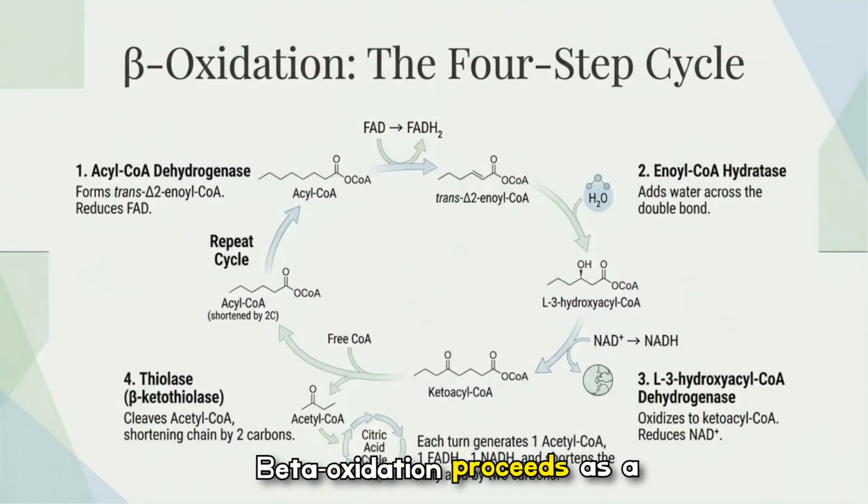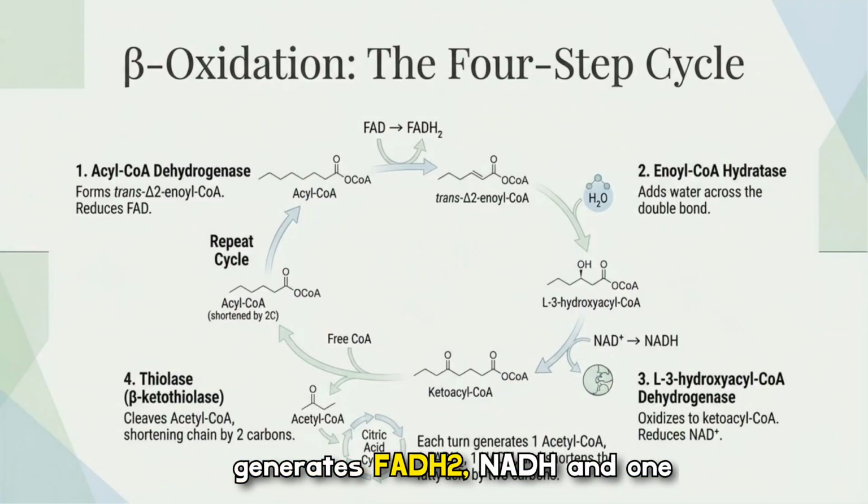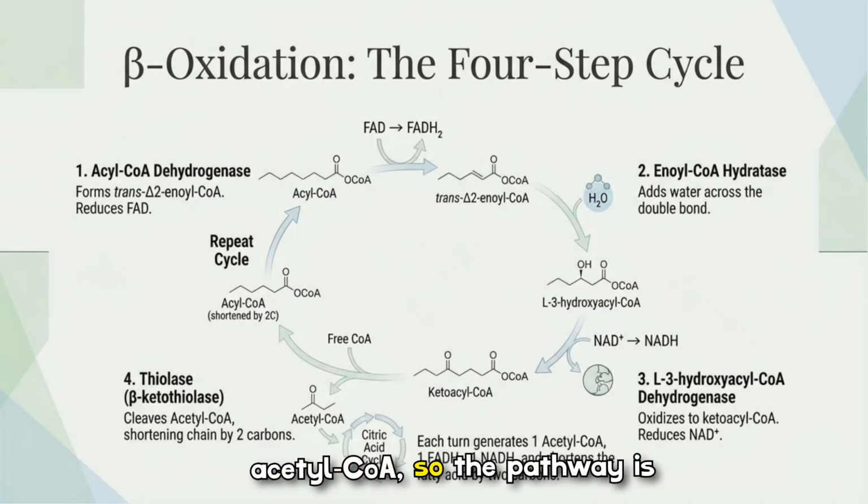Beta oxidation proceeds as a repeating four-step cycle that shortens fatty acids by 2 carbons each turn. First, FAD-dependent dehydrogenation, then hydration, NAD-dependent oxidation, and finally, thiolysis, release acetyl-CoA. Each cycle generates FADH2, NADH, and 1 acetyl-CoA, so the pathway is efficient and designed to continuously feed the citric acid cycle and electron transport chain.